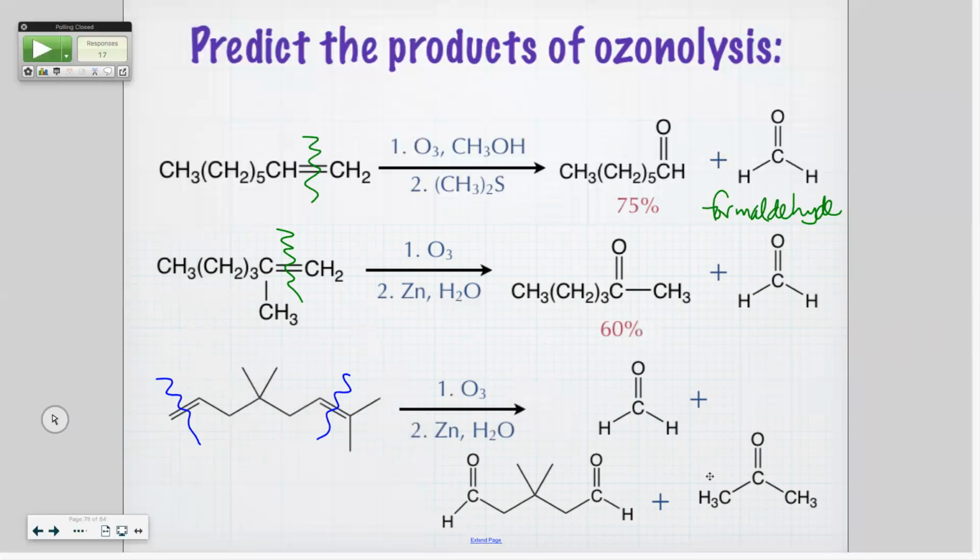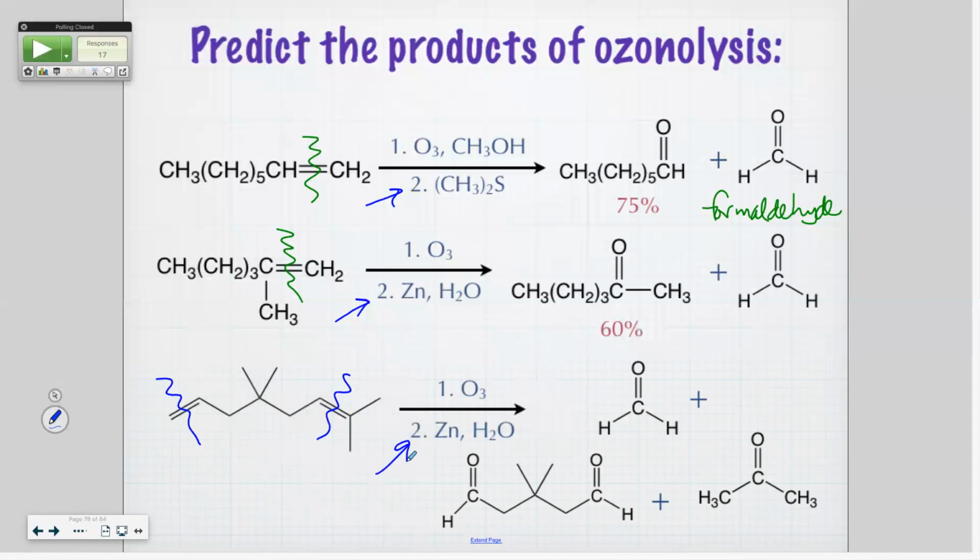Okie dokie. Now, I didn't mention anything about the second step. So I do want to mention that here they use the dimethyl sulfide, here they use the zinc, and here they use the zinc. It doesn't matter. If I asked you for reagents, you could put either one. And you don't have to put the methanol, but you might see that in problems and book and stuff.